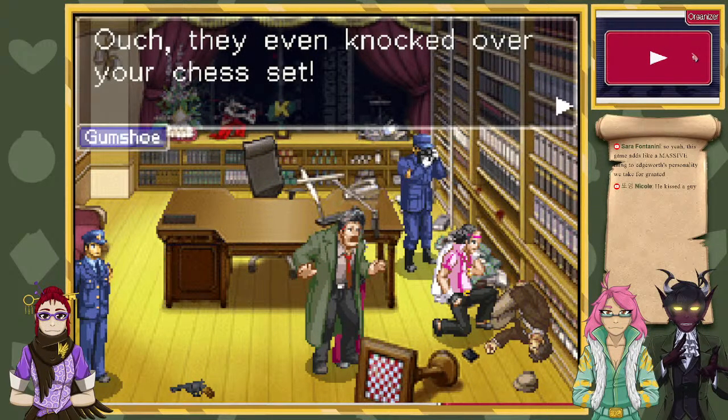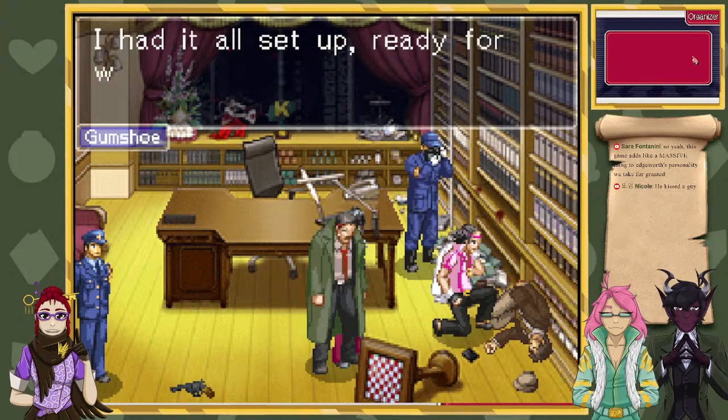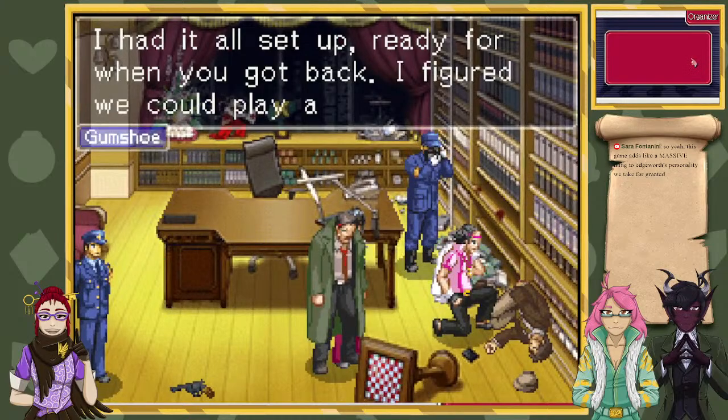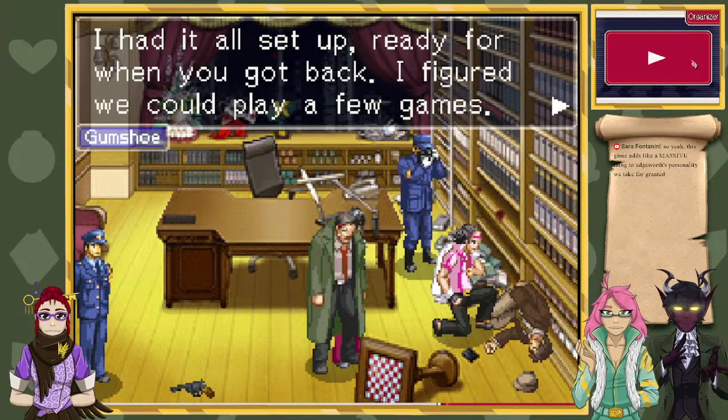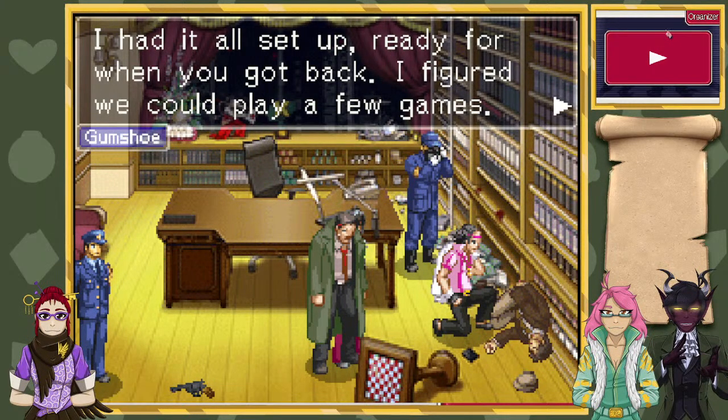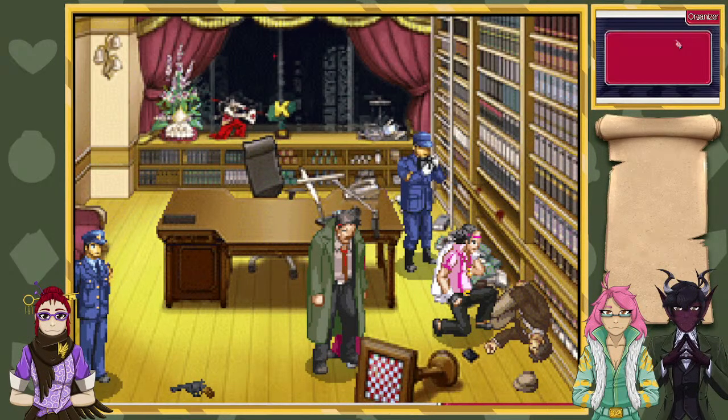Ouch! They even knocked over your chess set. Not the symbolic phoenix, right where chess set. I had it all set up, ready for when you got back. I had that spiky head chess piece bent over that barrel that you had. Oh no! I don't know what the piece behind it was doing, but I figured we could play a few games.